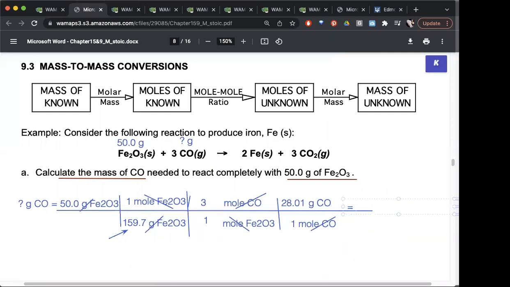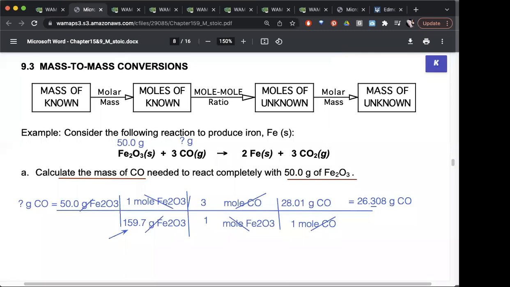So we can just do this in order. 50 divided by 159.7 times 3 times that answer in my calculator, 28, and I get 26.308 grams of carbon monoxide. Now let's take a look at our significant figures. We started with 3, so we'll end with 3.